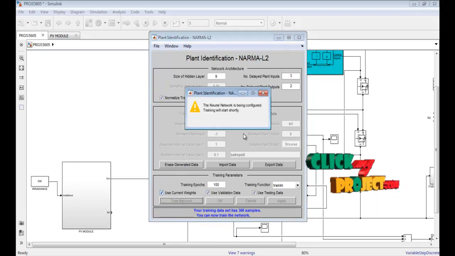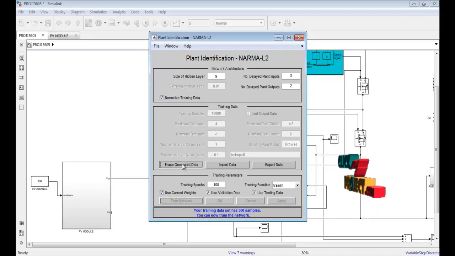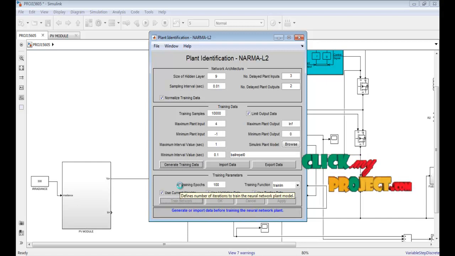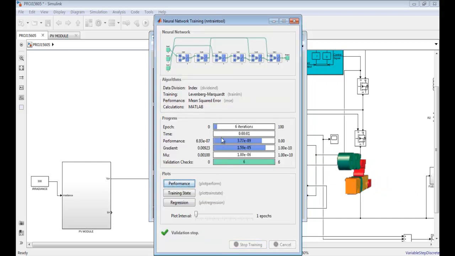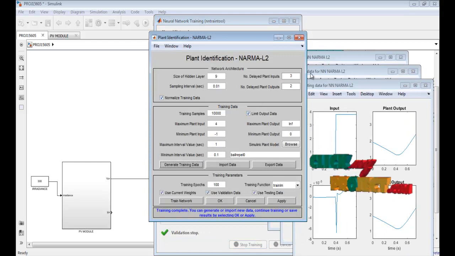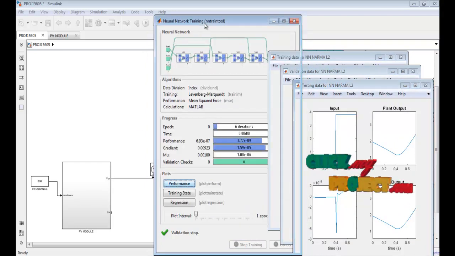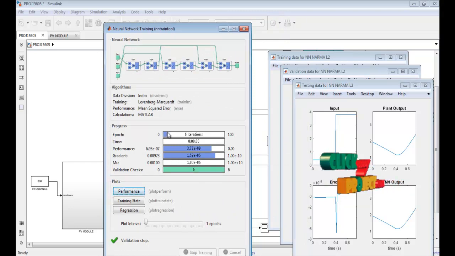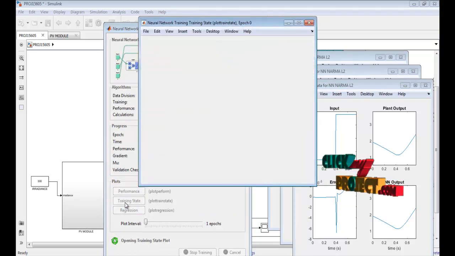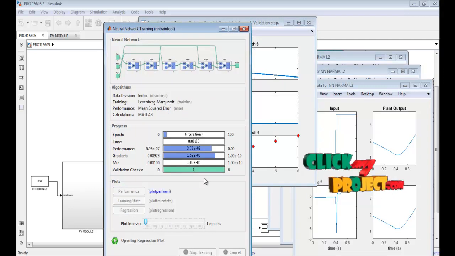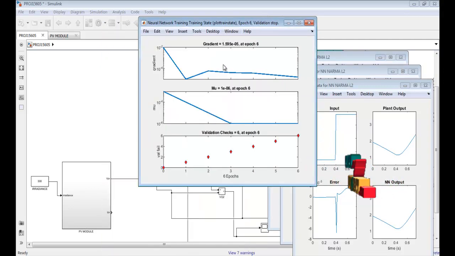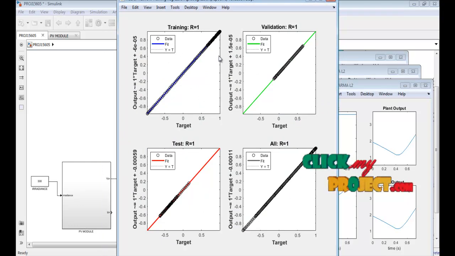Train the network. This shows the input and output plot, the error, and the neural network output. The network will be generated. These iterations are the training process. This is the regression plot.